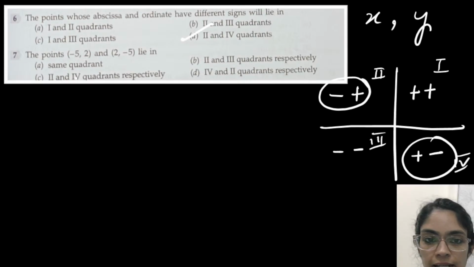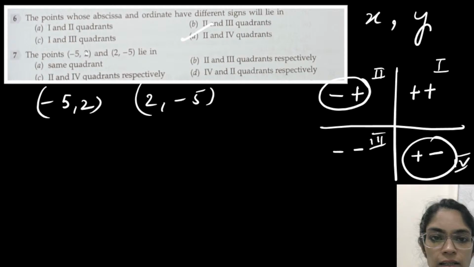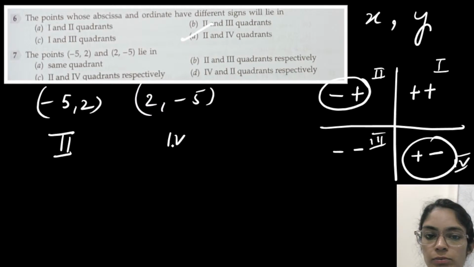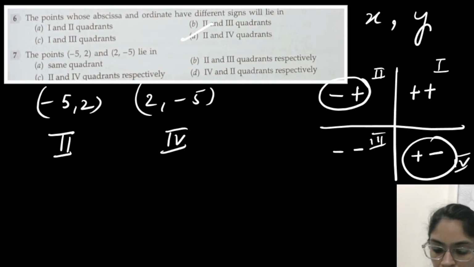Question number 7. Minus 5, comma 2 and 2, comma minus 5. They lie in which quadrant? They lie in the same quadrant, second and third. So they are not lying in the same quadrant. Again you can say x is negative, y is positive. X is negative, y is positive means second quadrant. X is positive, y is negative, so this one is fourth quadrant. Second and fourth. Yes, Shashank and Yashvardhan have given the answer. C option is the correct answer. Question number 7, C option.